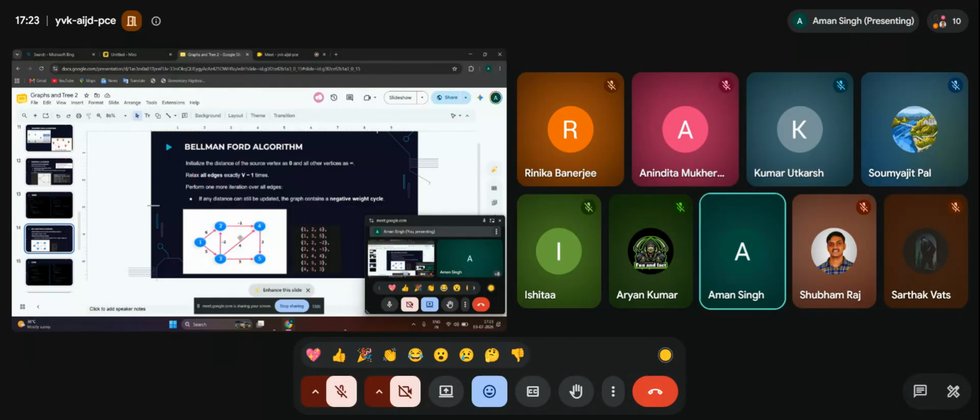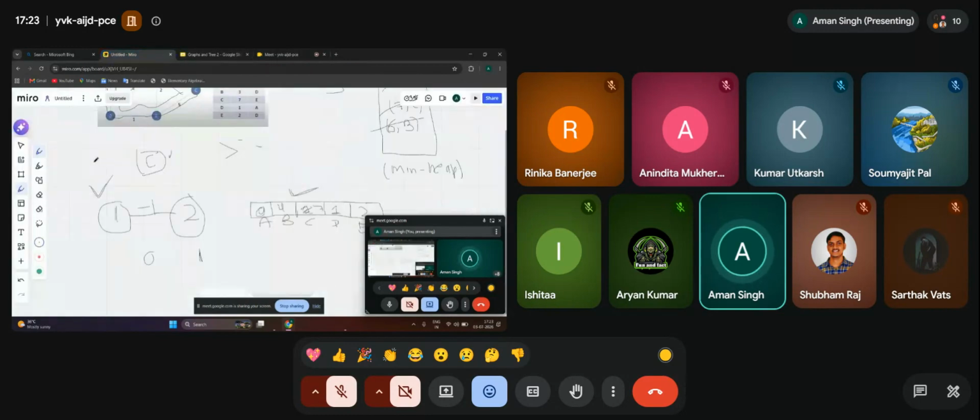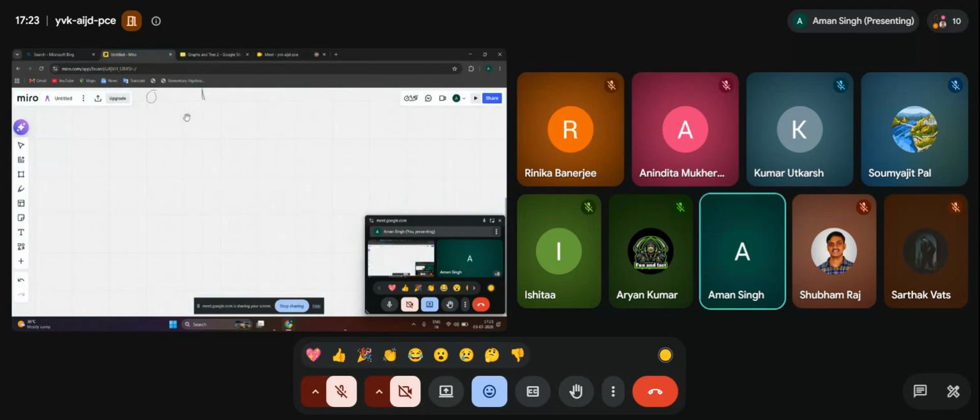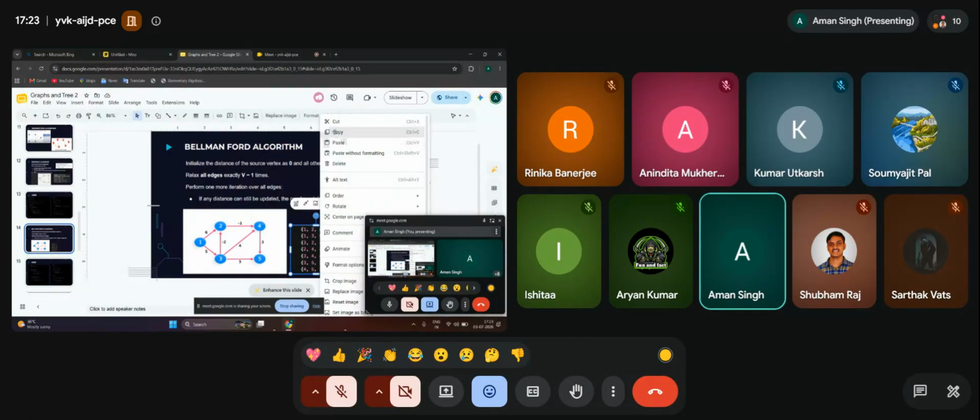So let me take this example for showing how the Bellman-Ford algorithm works. Okay, so let's see. Here you can see there are a lot of negative edges. So obviously Dijkstra's algorithm would not work here. So we need to use the Bellman-Ford algorithm. So what we do in the Bellman-Ford algorithm is we need the edges.